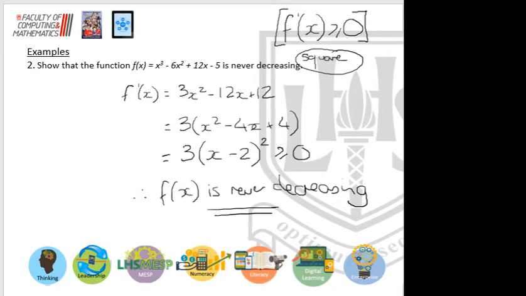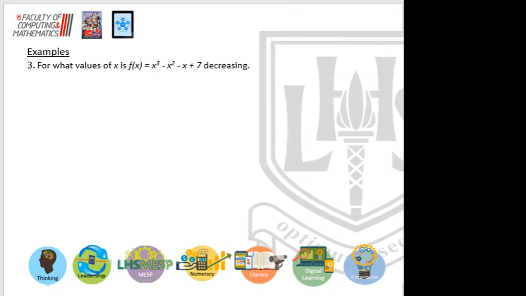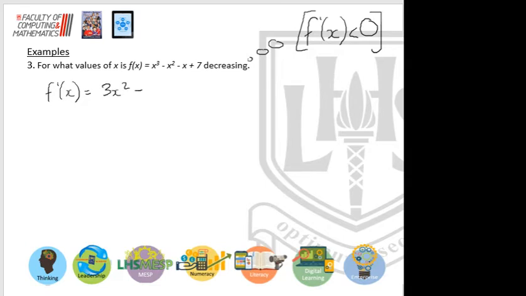Okay, and lastly, just a third example. For what values of x is f of x equals x cubed minus x squared minus x plus 7 decreasing? So decreasing, that means going down the way, which means f dash x being less than 0. So we want to solve that inequality. So f dash x is equal to 3x squared minus 2x minus 1, and we want to show that's less than 0.